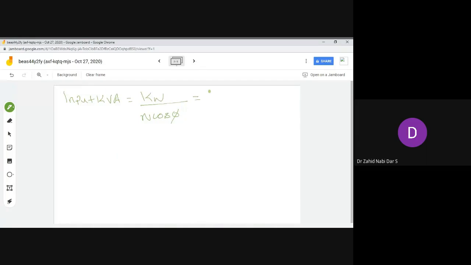Input kVA would be 11 divided by efficiency, 0.85, and cos phi 0.88. Now if you calculate this, what value are you getting? Please tell me. I will not write the value. What value are you getting? Tell me.